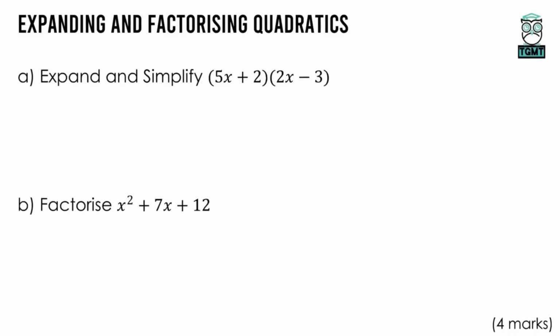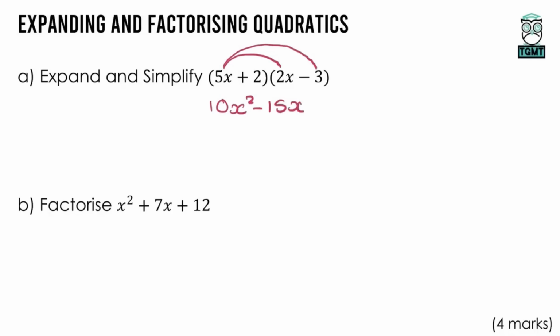And on to expanding and factorising quadratics. So here we're going to start with expanding and simplifying a double bracket. So we have 4 multiplications to do. We're going to first multiply the 5x by both pieces in that second bracket. 5x times 2x will give us 10 with x squared. And 5x times negative 3 is negative 15x.